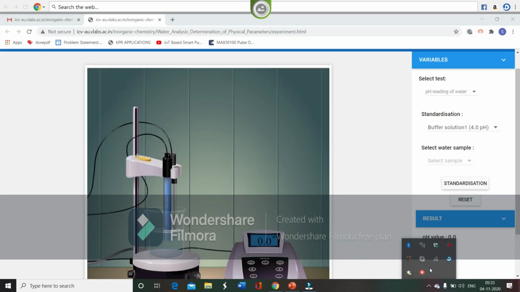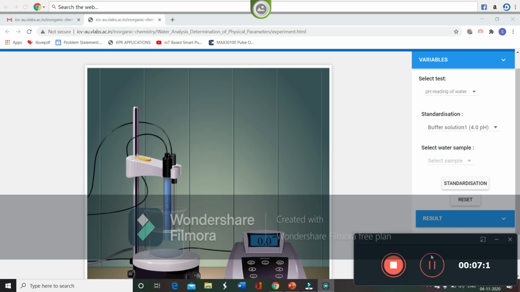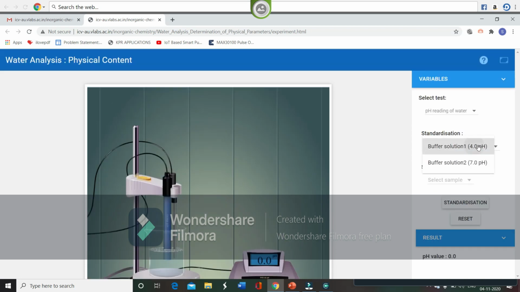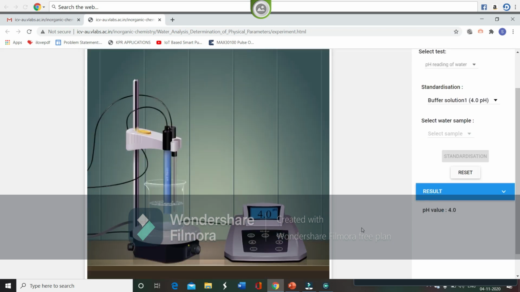Now, let's perform this experiment on virtual lab. The first step before performing or testing the pH of a solution is to calibrate the pH meter. For this, take the buffer solution of 4 pH, click on standardization and check if the meter reads the pH 4. If the meter does not read pH 4, then adjust the knob in such a way that the display shows pH 4.